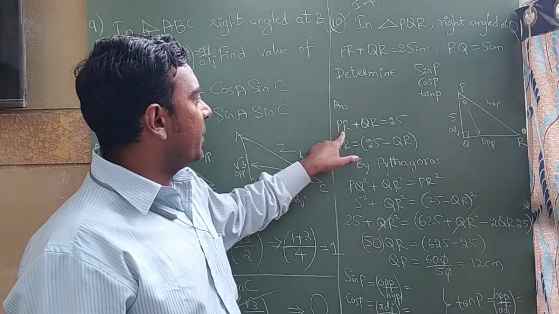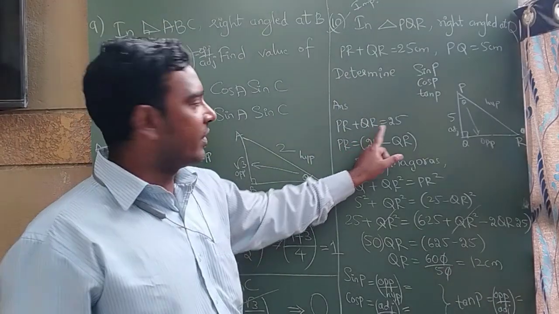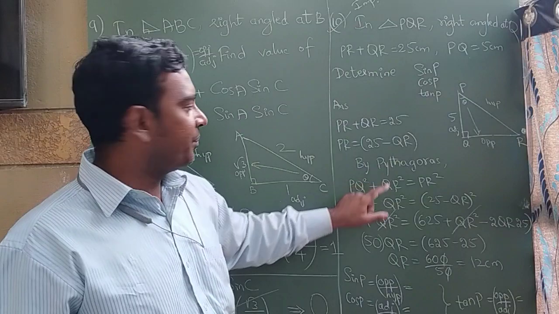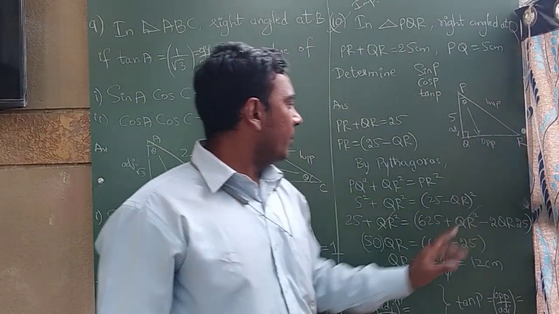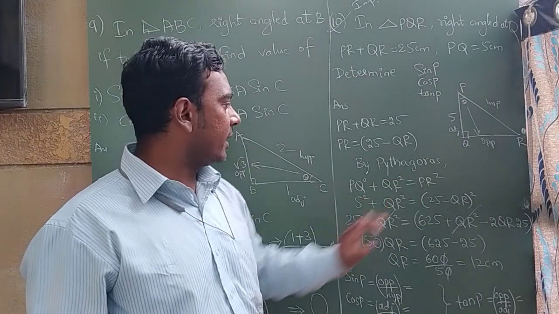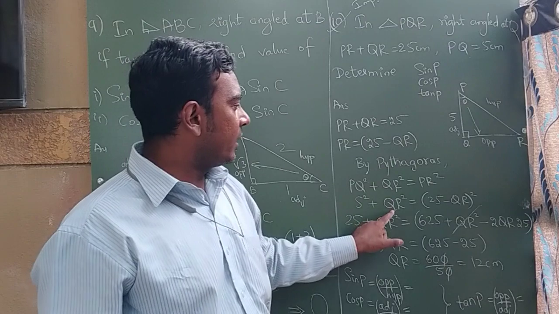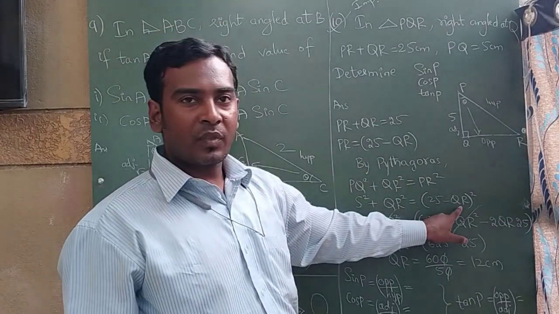So what I have done is PR plus QR is equal to 25 from the question. This QR I have taken on the right hand side, so it will become minus. By Pythagorean theorem, PQ square plus QR square is equal to PR square. You know this, Pythagoras theorem. PQ is how much from the question? It is 5. QR as it is. Now what is PR? PR is 25 minus QR square.